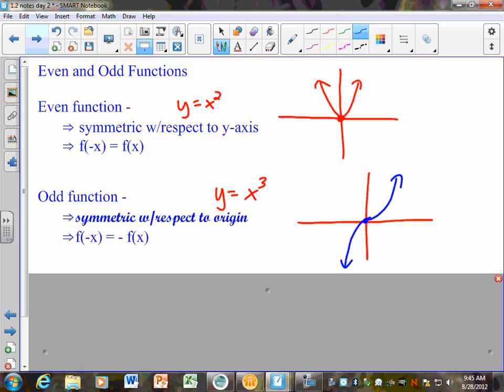So another part of your homework today is going to be looking at functions, not graphing them, and saying, is it even or is it odd? And there's a good chance it's not going to be either one, because there's a lot of graphs that are not symmetric with the y-axis and are not symmetric with the origin, and the answer is they're going to be neither even nor odd. So let's practice.